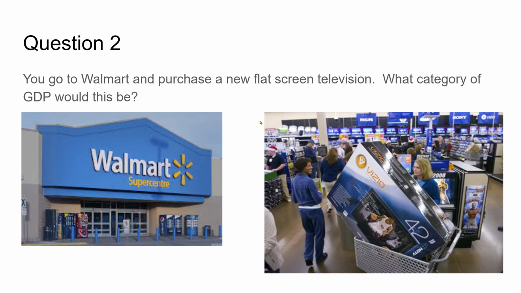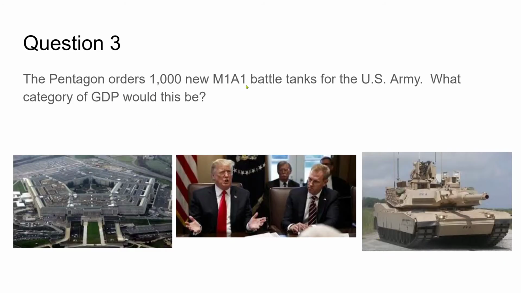Question 2: you go to Walmart and purchase a new flat screen television. What category of GDP would this be? Well, it's you or me, we're households, so that's consumption. The Pentagon orders 1,000 new M1A1 Abrams battle tanks for the U.S. Army. What category of GDP would this be? Well, this would be government spending.